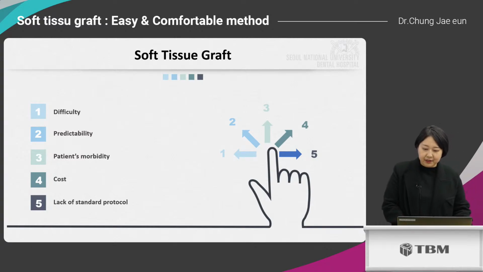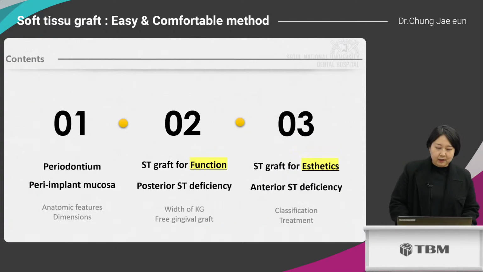Okay, so today I would like to talk about a soft tissue graft that is easy for operator and comfortable for the patient. So I will briefly review the anatomical characteristics and dimensions of the periodontal tissue and tissue surrounding the implant, which are the basis for soft tissue graft in implant and natural tooth. And then soft tissue graft for function on the posterior area and soft tissue graft for aesthetics for anterior area.